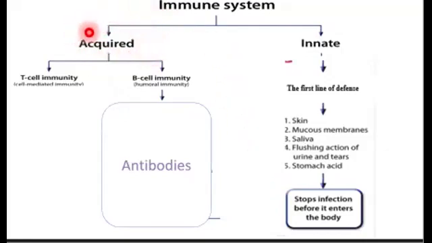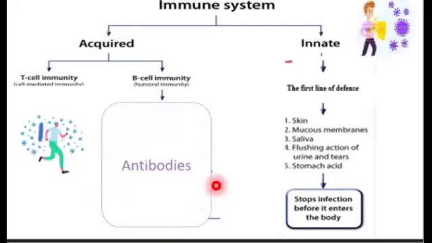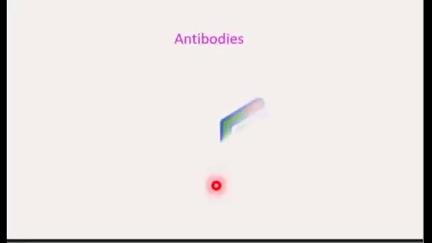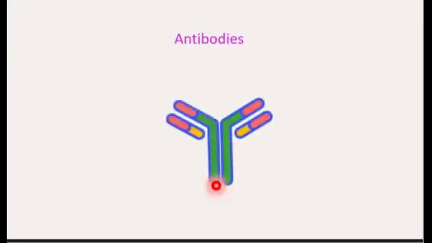This is composed of B cell immunity, called humoral immunity, and T cell immunity, called cell mediated immunity. B cells have many responses, but today we're going to talk about the antibodies. Antibodies.